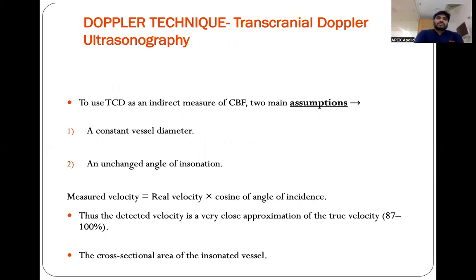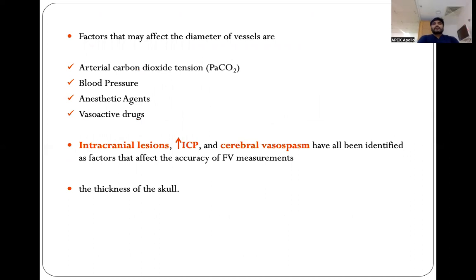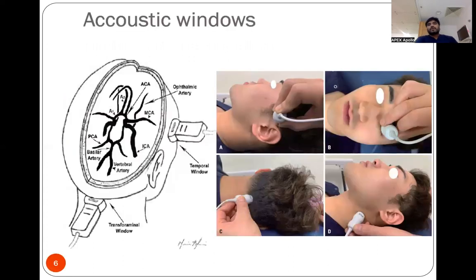Actually, it is used as an indirect measure of CBF. We assume a constant vessel diameter and unchanged angle of inclination, but it's not possible at all times. Factors that may affect the diameter of vessels are arterial carbon dioxide tension, blood pressure, anesthetic agents, vasoactive drugs, and thickness of the skull. Also some factors may affect the accuracy of flow velocity measurements, like intracranial lesions, increased ICP conditions, and cerebral vasospasm.